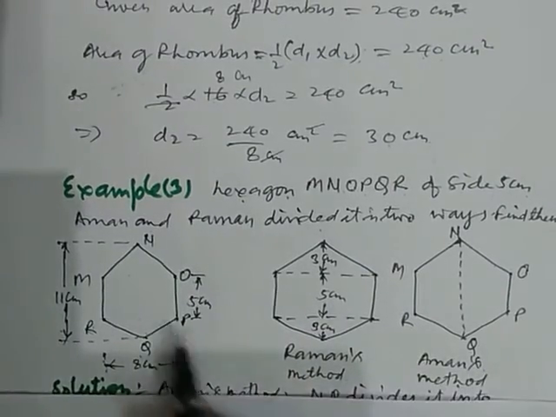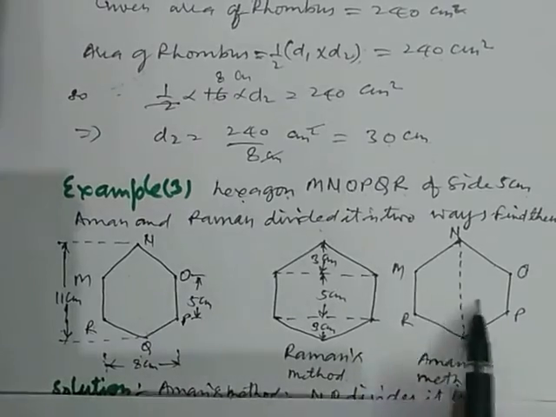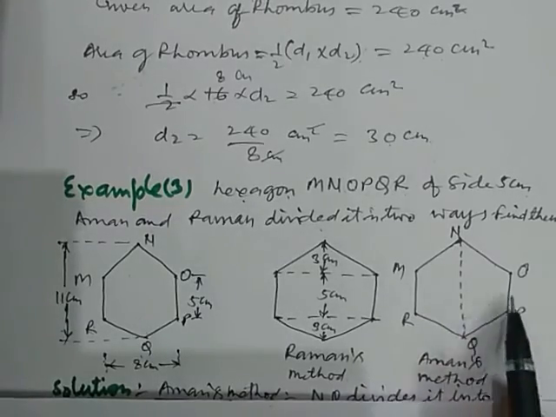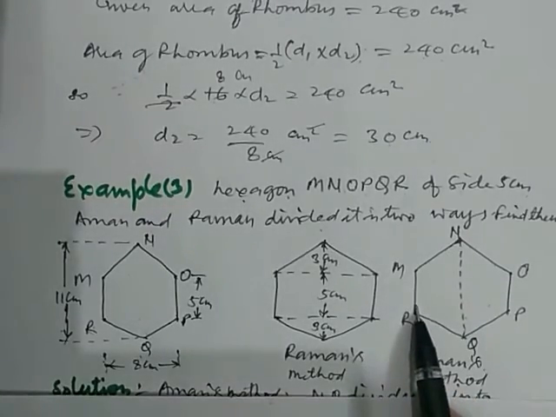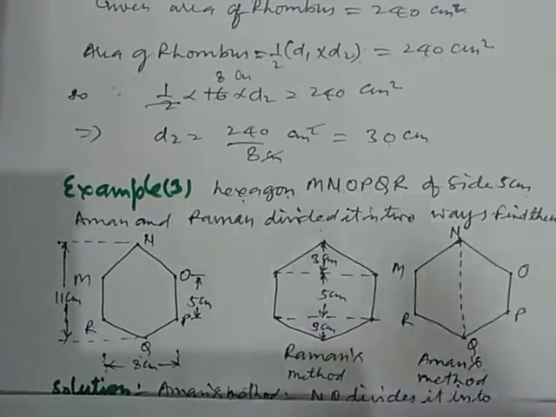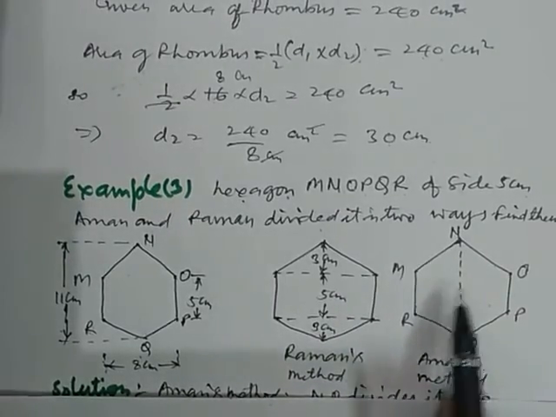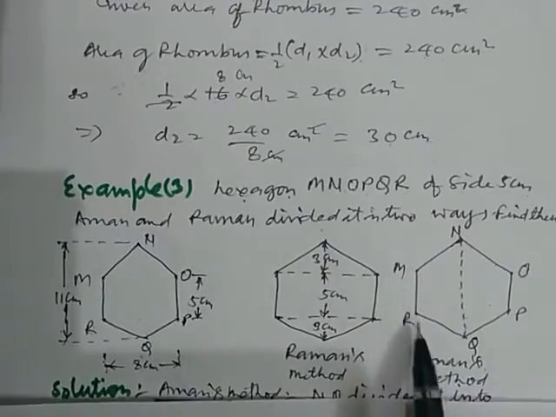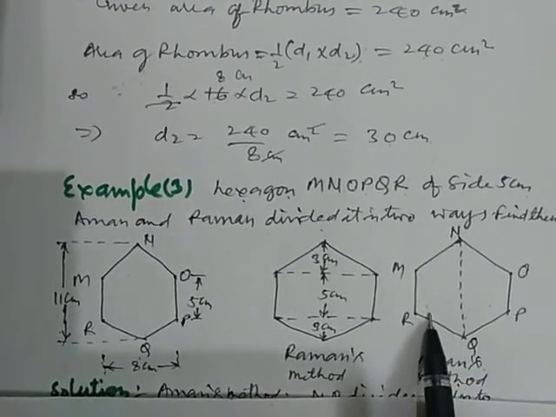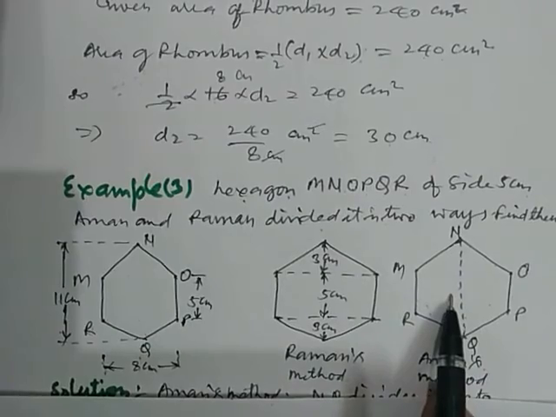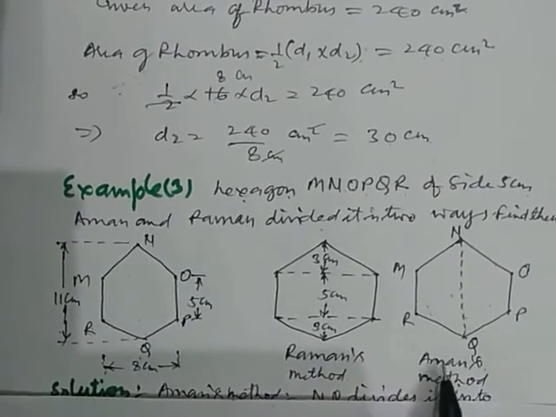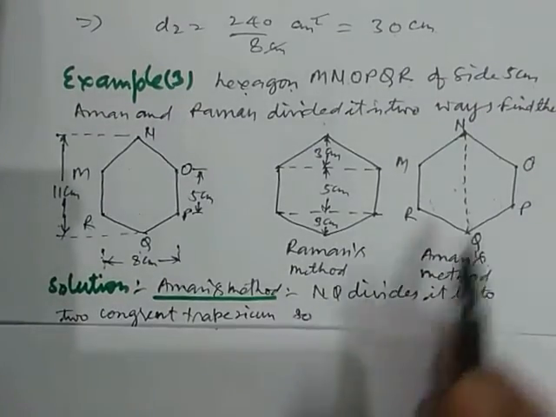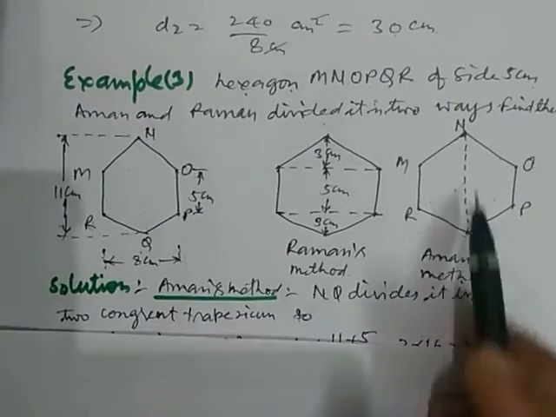But Aman broke this into two congruent trapezium. This is a trapezium and this is also a trapezium. This and this are parallel and these are congruent. If you fold this paper, then these are congruent trapezium. So we just calculate the area of one trapezium and by doubling it we get the area. This is simpler, but we learned both of these methods and will find whether the area comes out equal or not. In Aman's method, NQ divides it into two congruent trapezium.